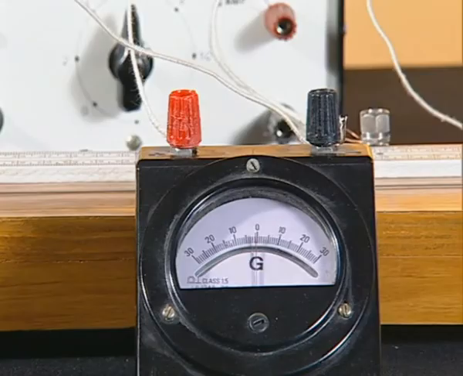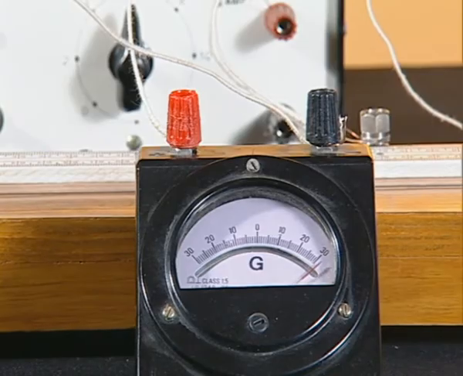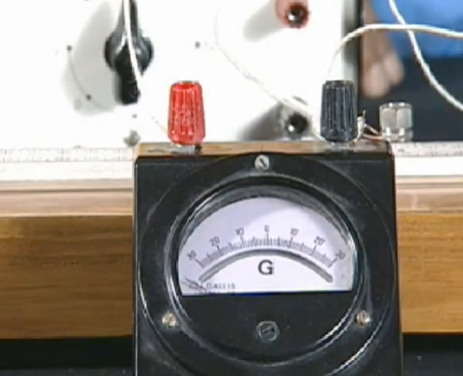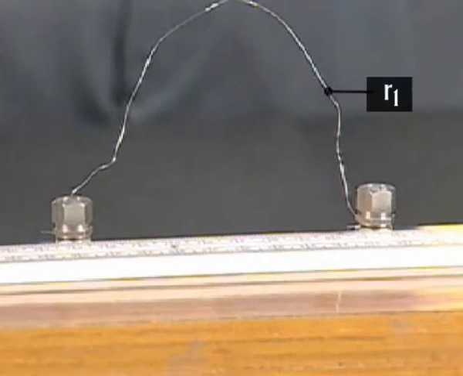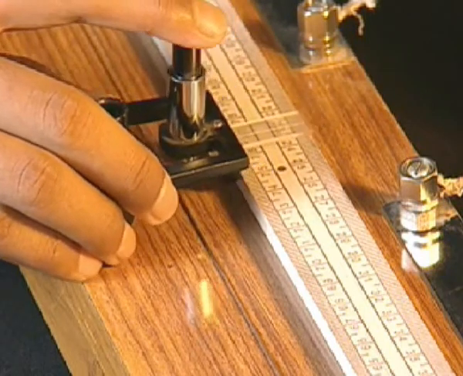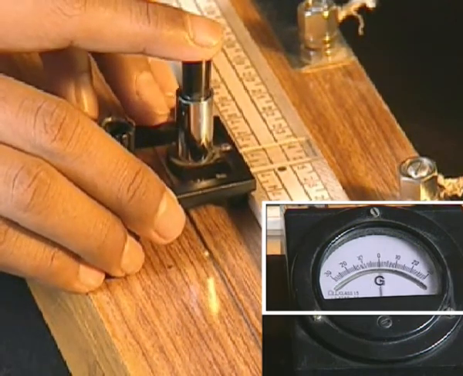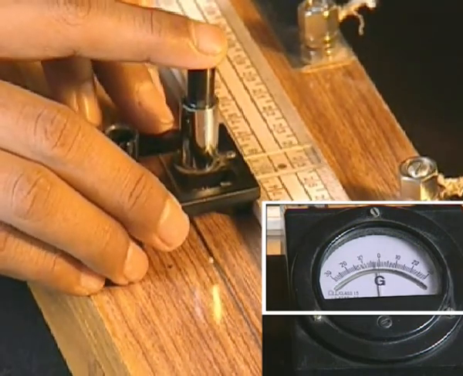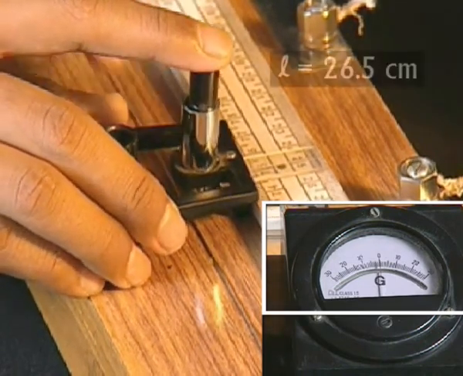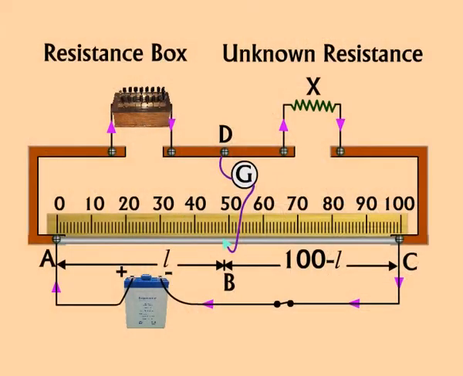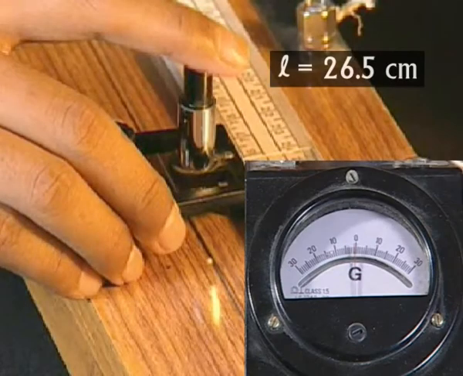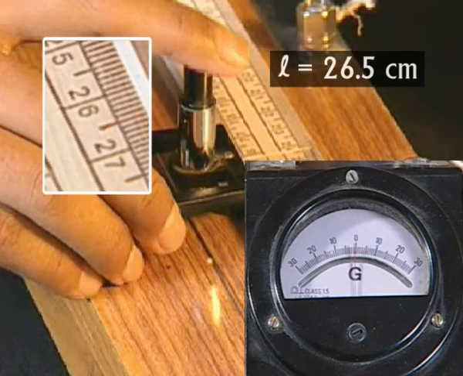Note the deflections in the galvanometer. If the galvanometer shows deflections in opposite directions, the connections are correct. To find out the resistance of the given wire, slide the jockey gently along the wire from left to right till galvanometer gives no deflection. The point where jockey is touching the wire is null point. Note down the position of the null point to know the balancing length L.